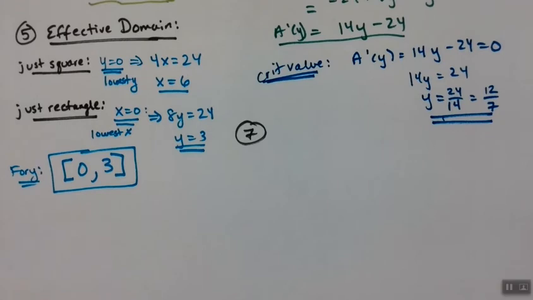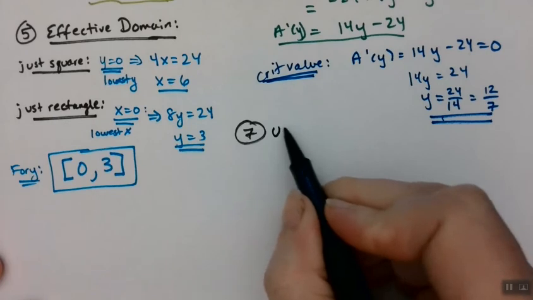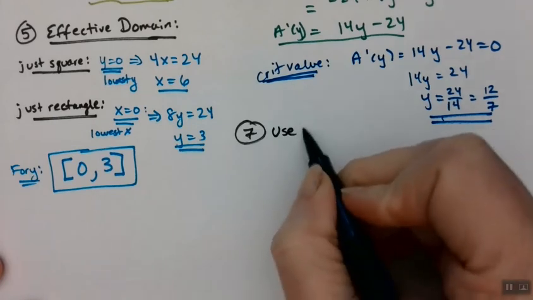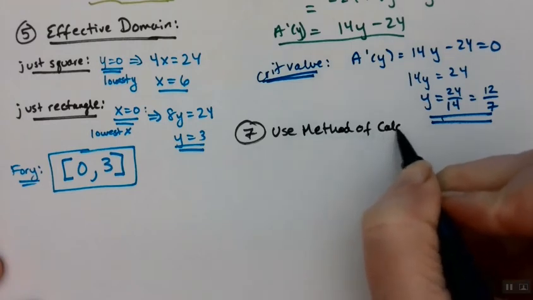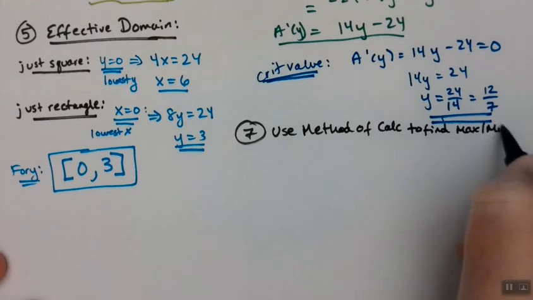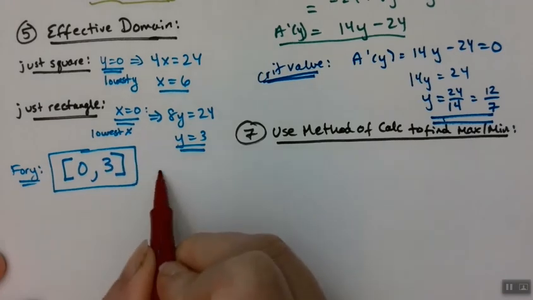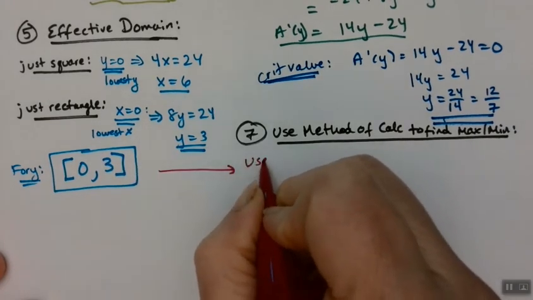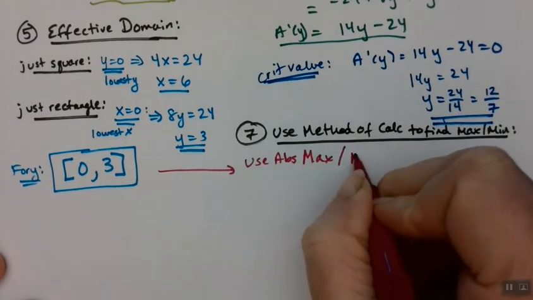One second. And when we have endpoints that have hard brackets, we have to use the absolute maximum method. So we're going to use a method of calculus to find max/min. Because we have these brackets, that means we're going to use the absolute max/min method, which actually I really like. It's just, you don't always get to use it.